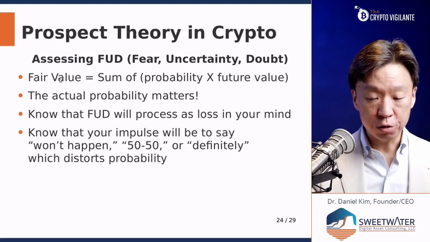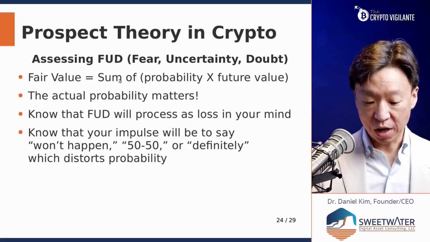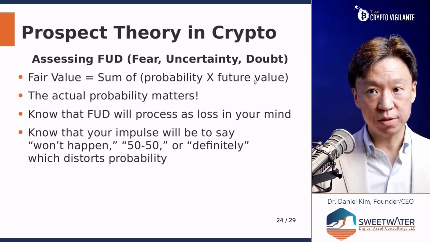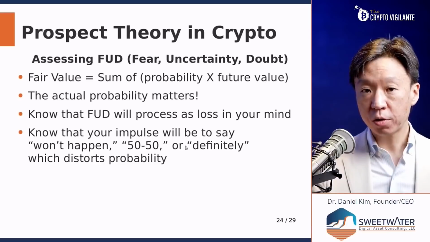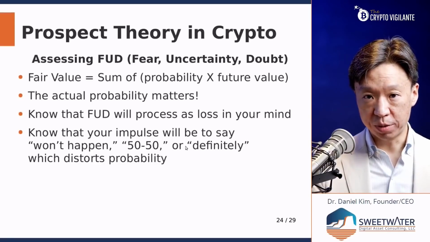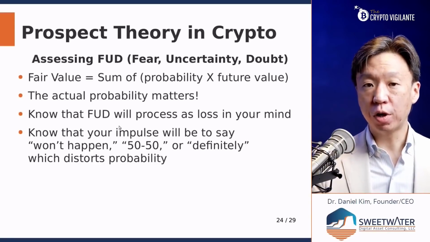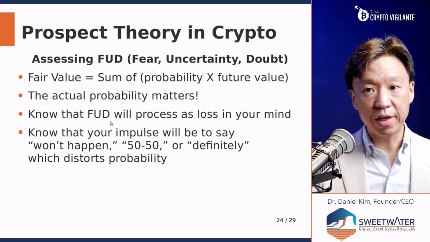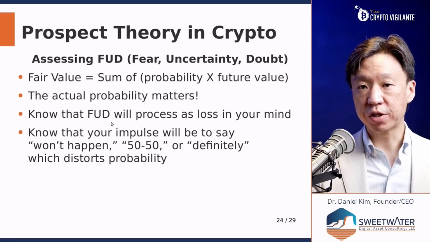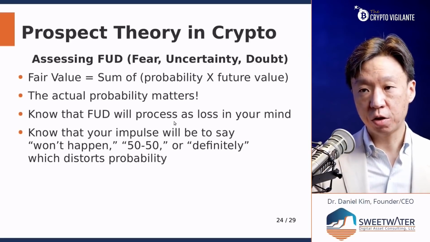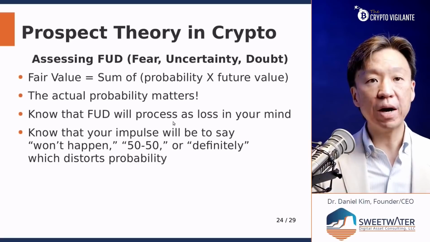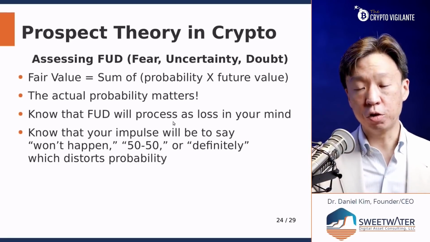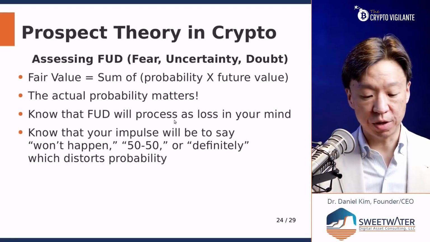The fair value of any asset is the sum of the probability of every possible future outcome times that future value. Know that you're going to tend to oversimplify the probability and resist that impulse. And you should also know that because it's fear, uncertainty, and doubt, they're designed to trigger that loss impulse in your mind. So it's going to get magnified in your brain. So I would say to try to think about it clinically, think about it objectively, think of it like some sort of math problem, that your challenge is to estimate the probability of some event happening.